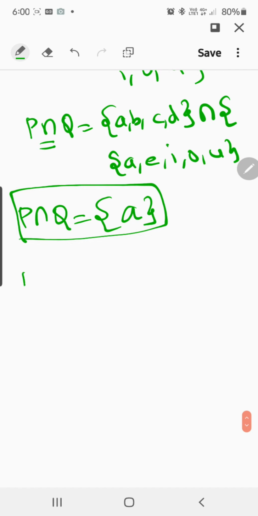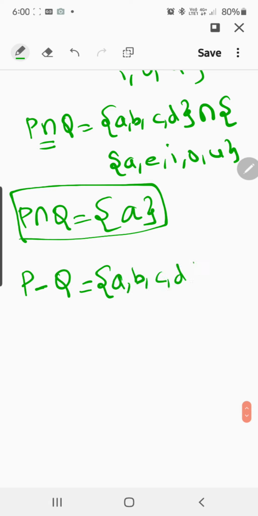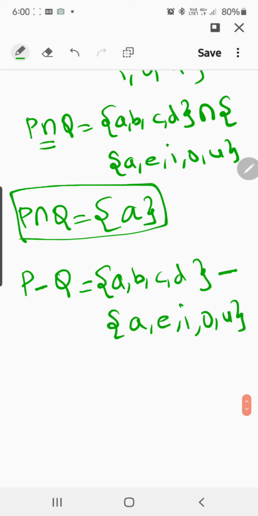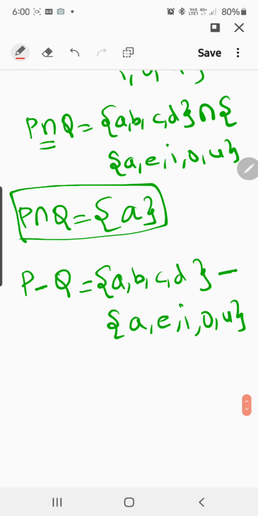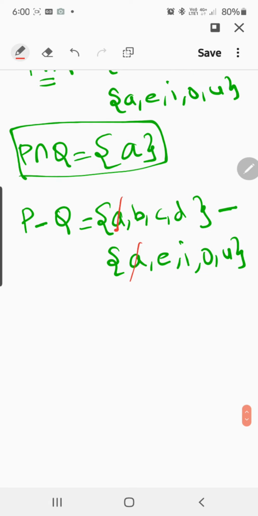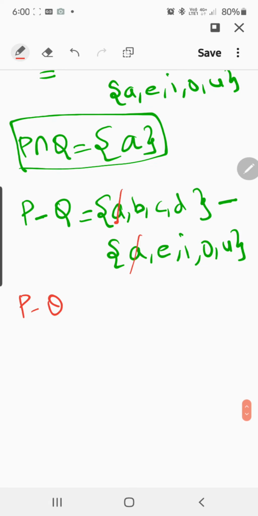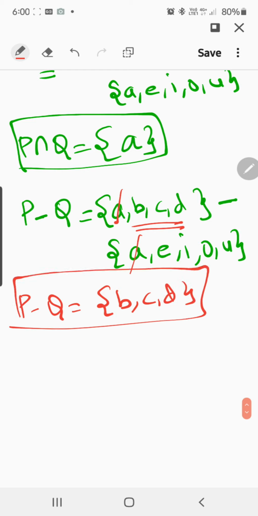Next we are left with P minus Q. What is P? A, B, C, D, minus A, E, I, O, U, which is Q. What is common here? A is common here. I think we already know that the elements of the first set that are not common, you have to write just those. That is B comma C comma D. This is our final answer. Hope you got it.